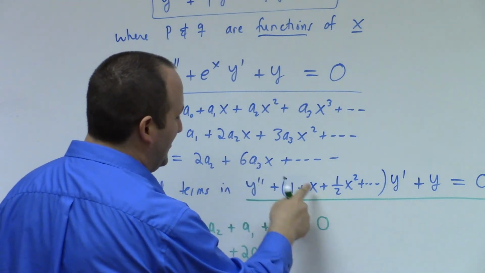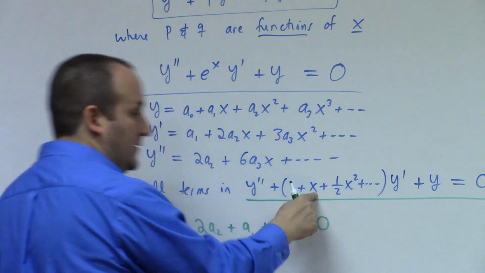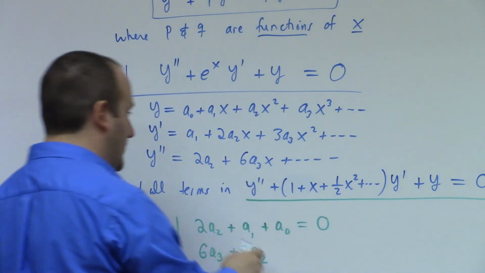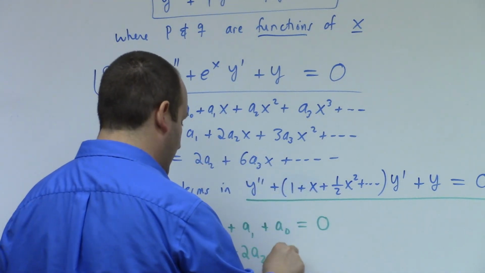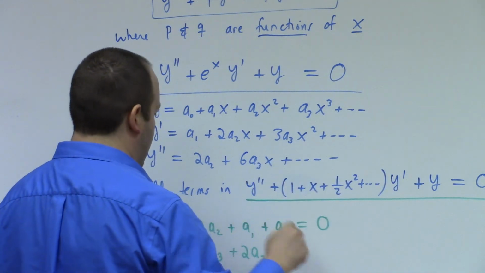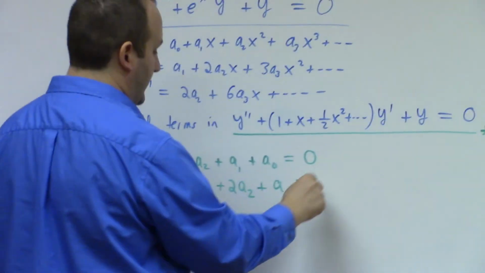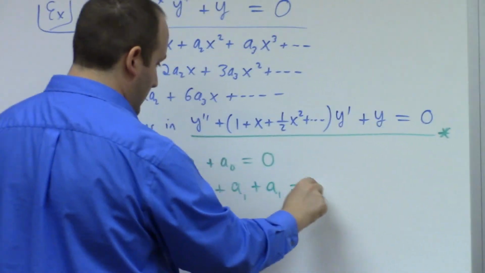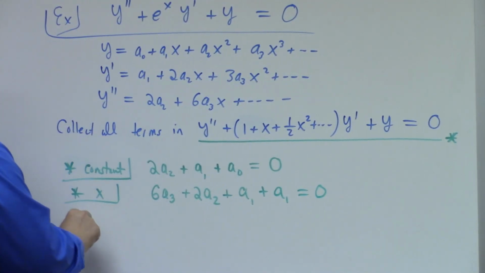So 2a2, where else can we get x from though? We can get x times a1. So we have plus a1, right? And then how about from the y term? From the y we get a1, right? How about star x squared?